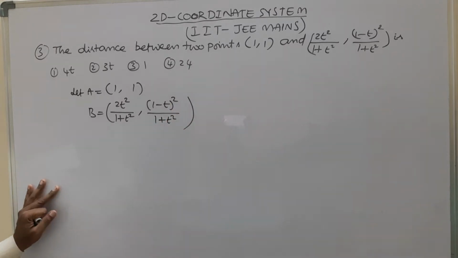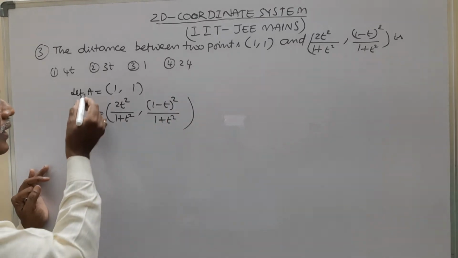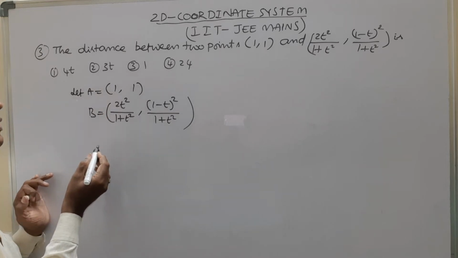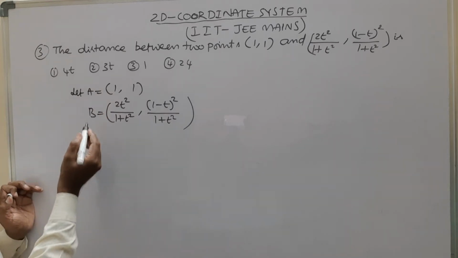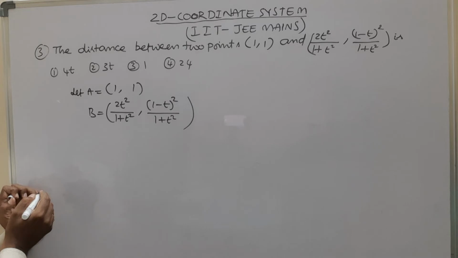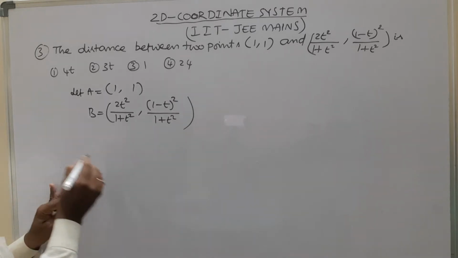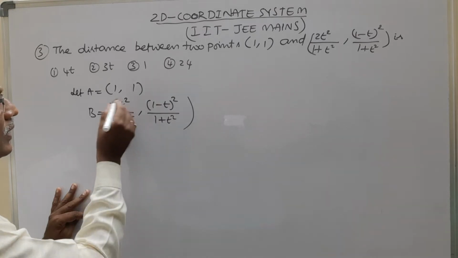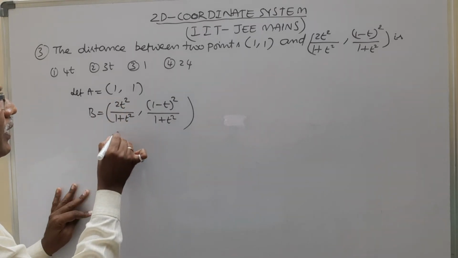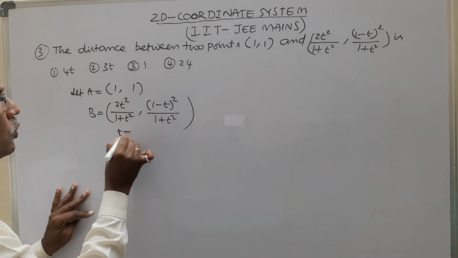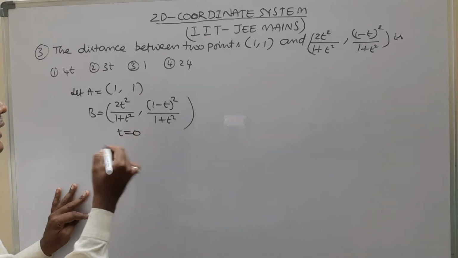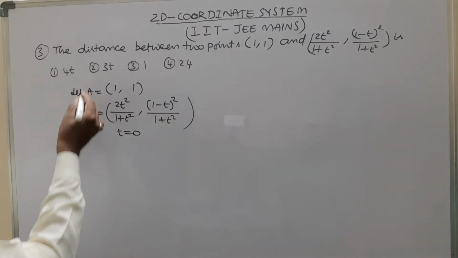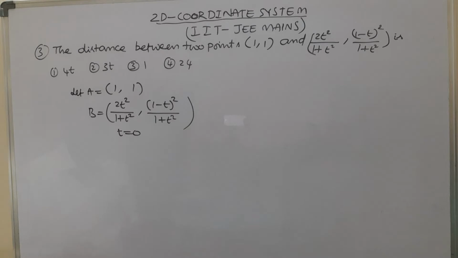Here, to observe, if you apply the AB distance formula directly, the result is also there. But here, t belongs to the real numbers, so take t equal to 0, 1, 2, any number, and the AB distance result is the same.